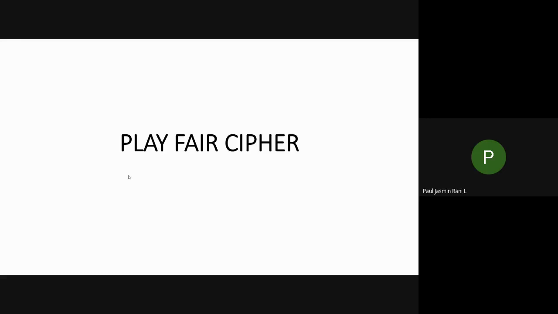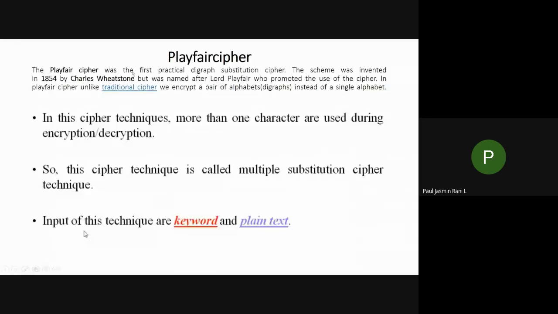Substitution cipher means in the place of one alphabet we are going to substitute another alphabet, and we are going to see in what way you substitute another alphabet in order to get your cipher text. So let's see the introduction to this Playfair cipher. It was first developed by Charles Wheatstone.